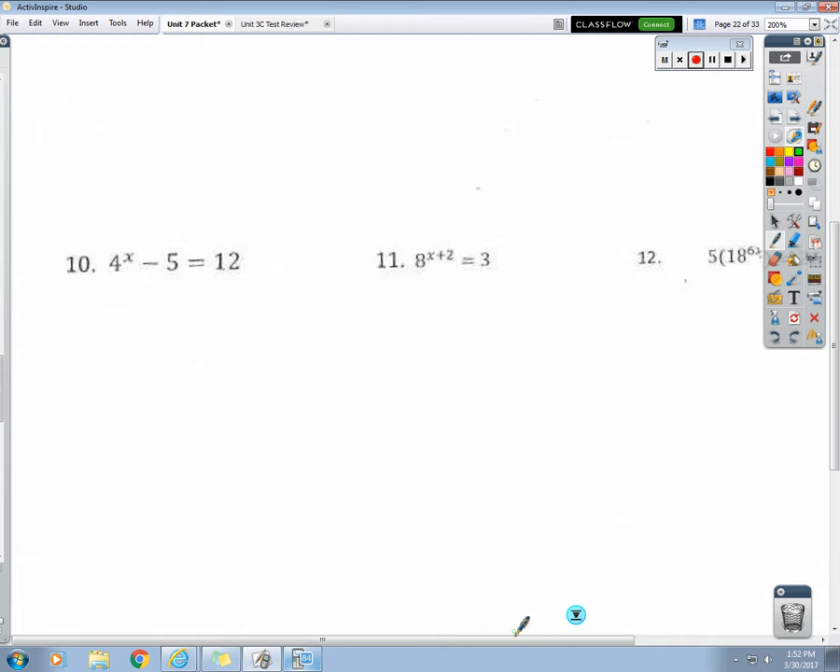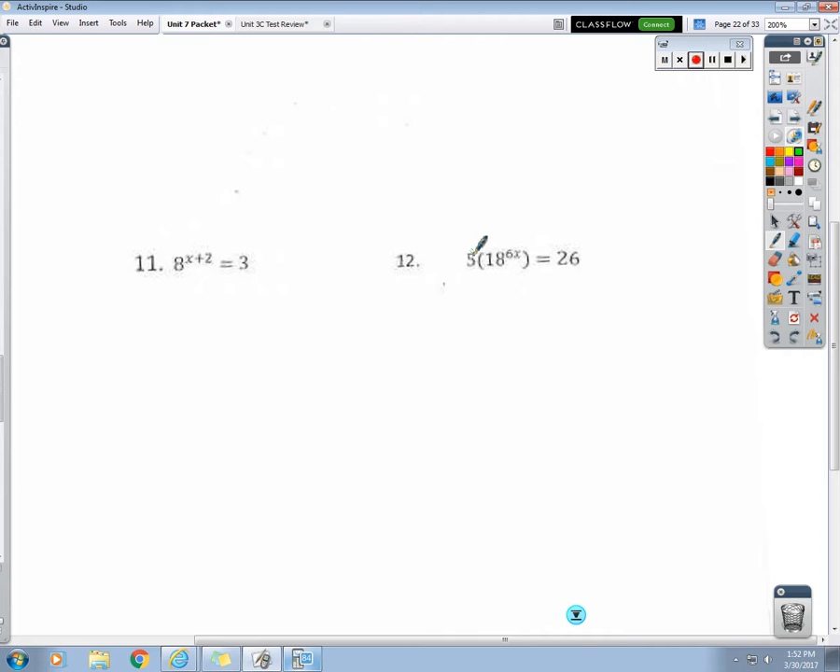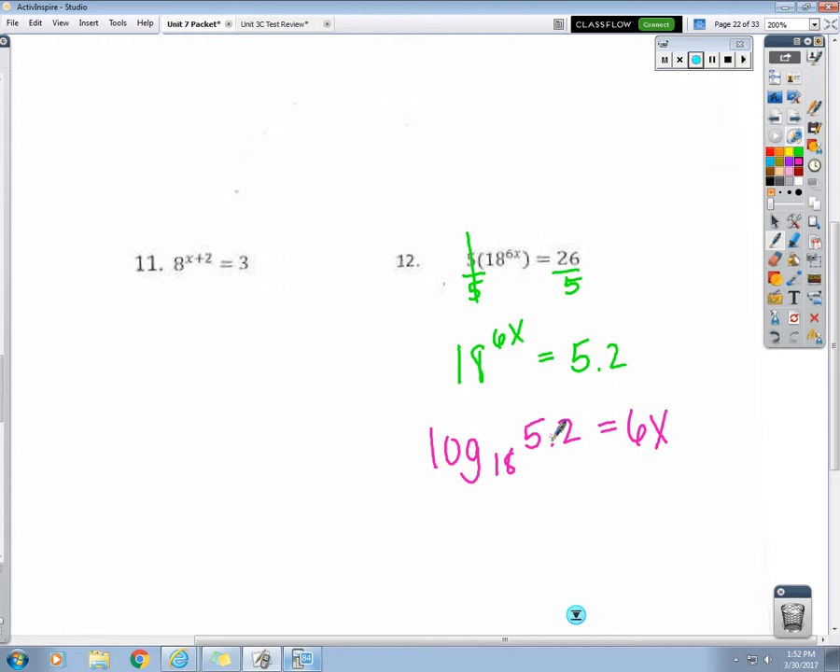Okay, number 12. The first thing you would do is get rid of that 5 by dividing by 5 on both sides. And so you'll have 18 to the 6x power equals 26 over 5, which is 5.2. Then you'll rewrite it into log form. So it'll be log base 18 of 5.2, right? And then you'll just evaluate that and divide it by 6, and you end up with 0.09. When you type that in and divide it by 6, that's what you'll get.